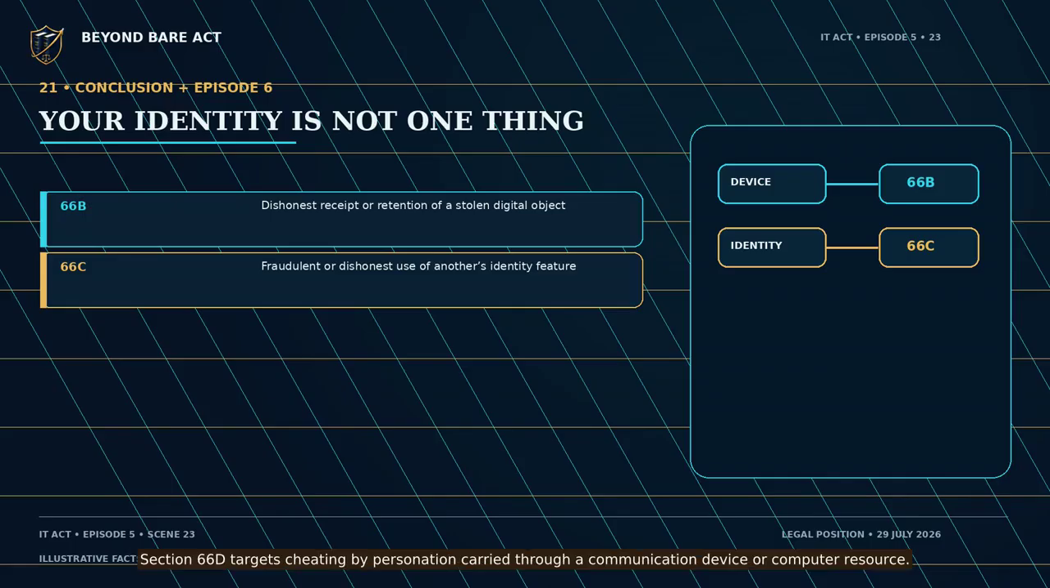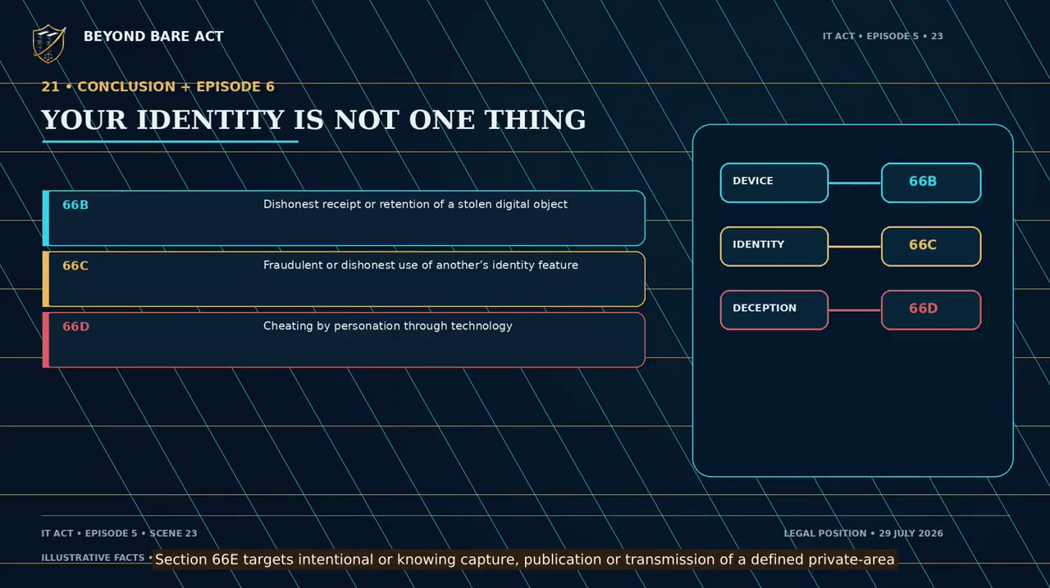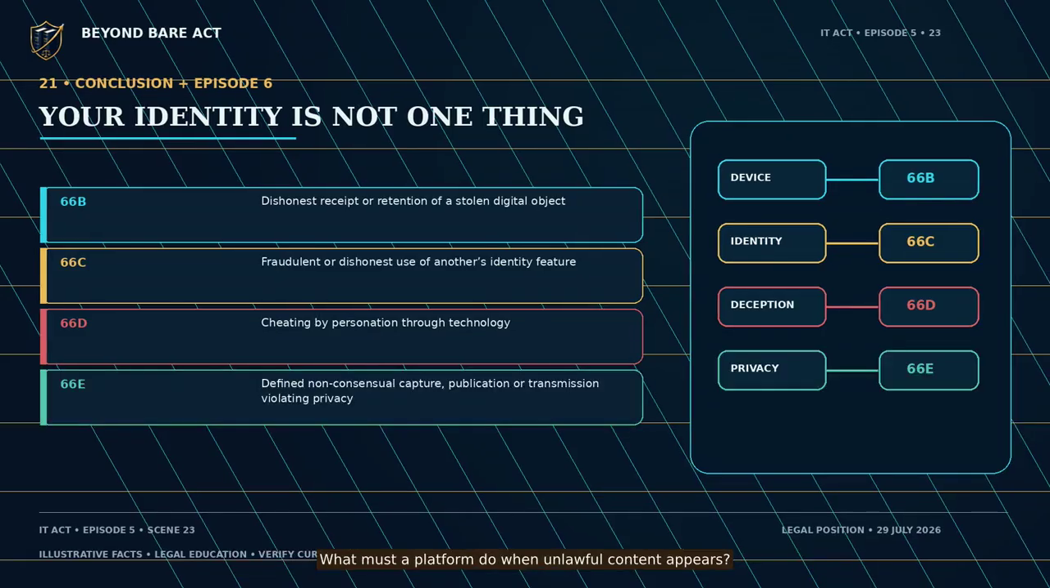Section 66D targets cheating by personation carried through a communication device or computer resource. Section 66E targets intentional or knowing capture, publication or transmission of a defined private area image without consent under circumstances violating privacy. Around them sit other provisions, but none should be added without its own ingredients.